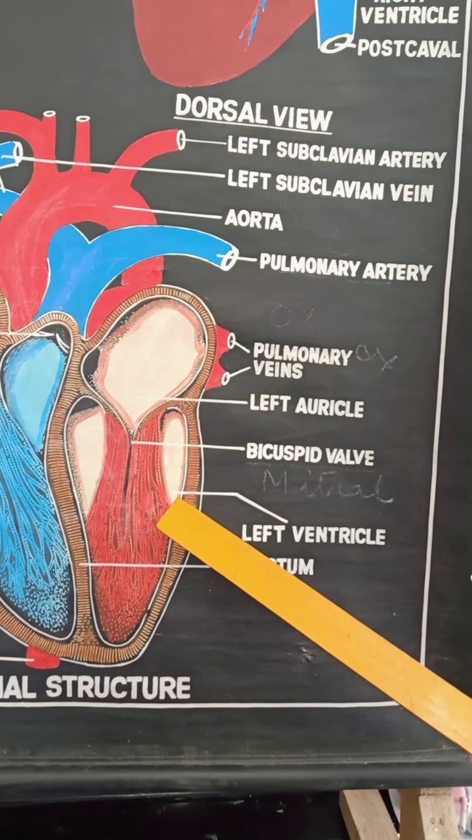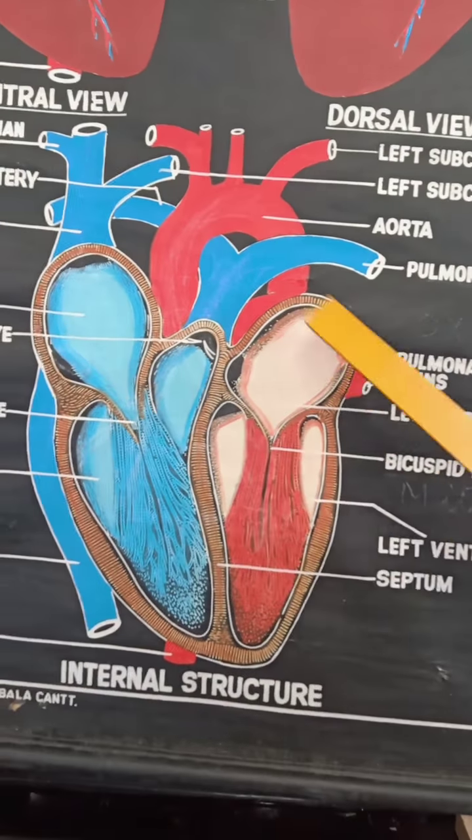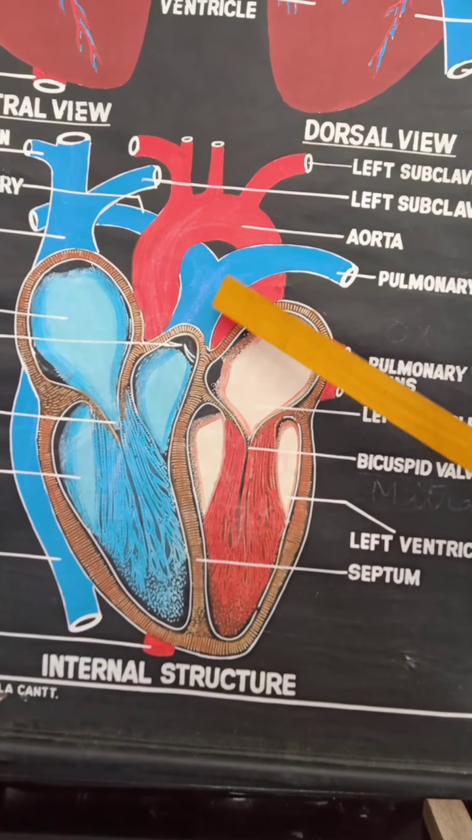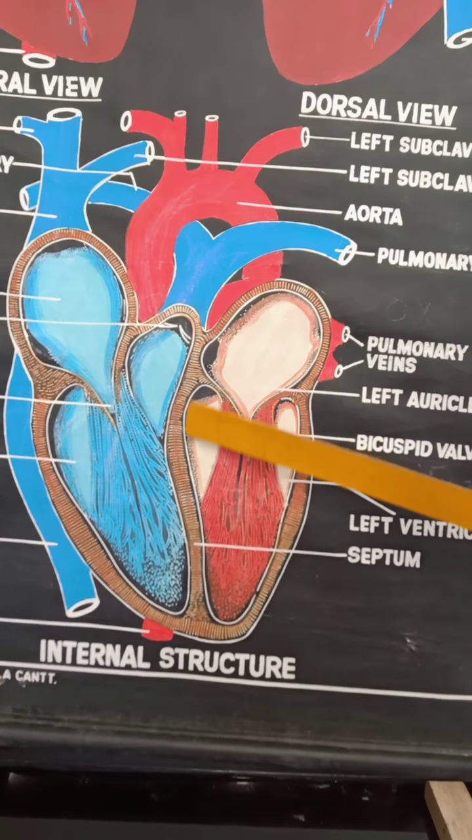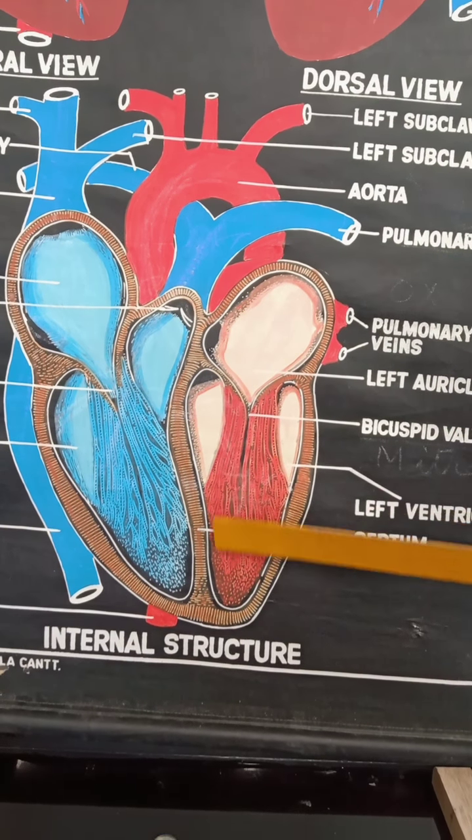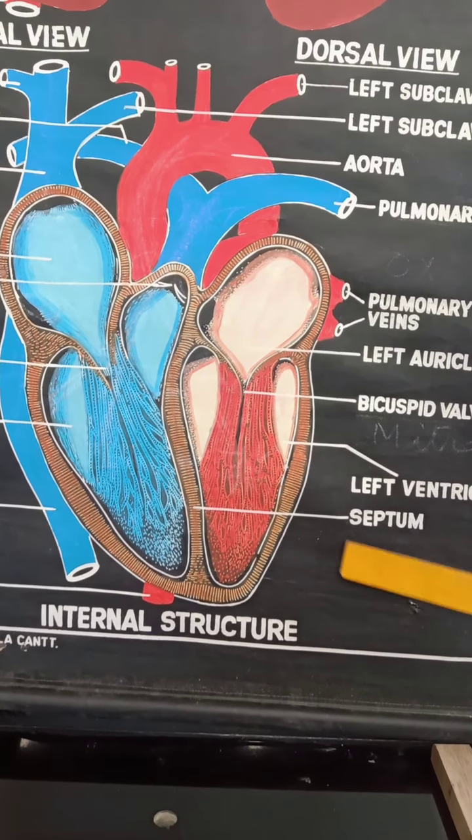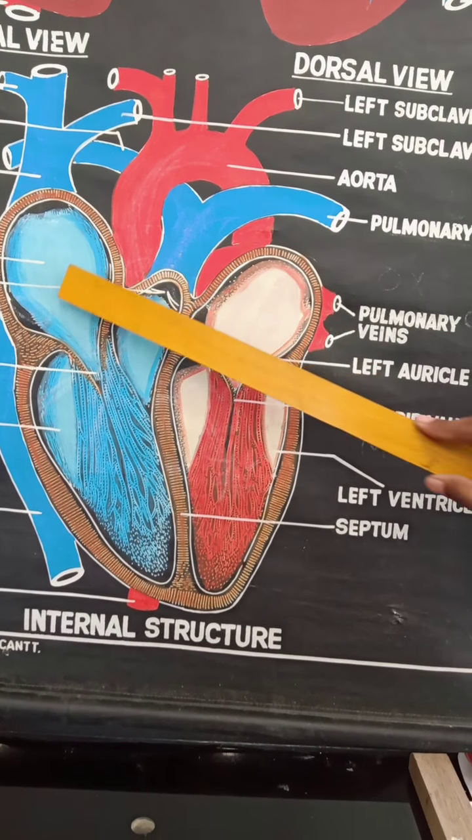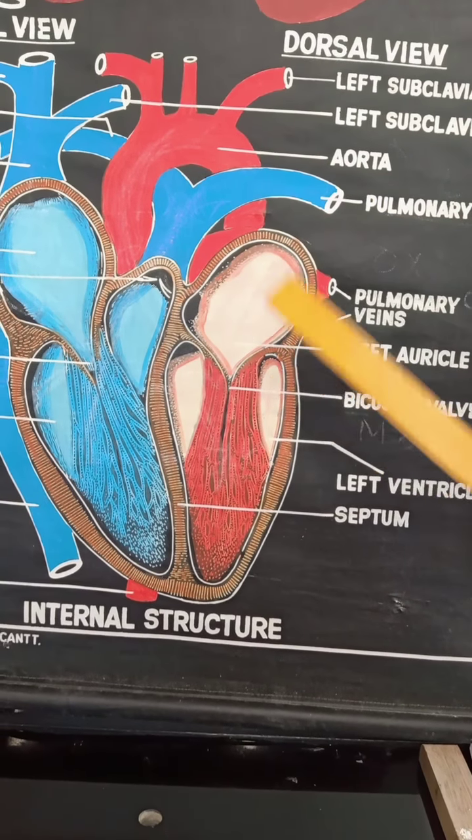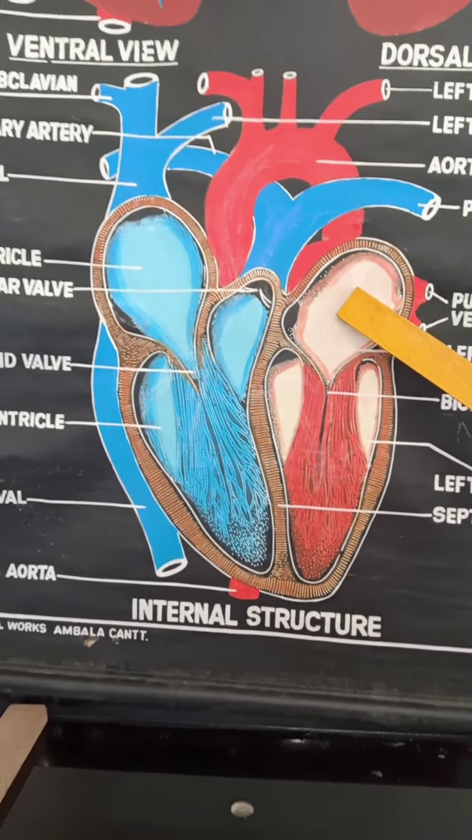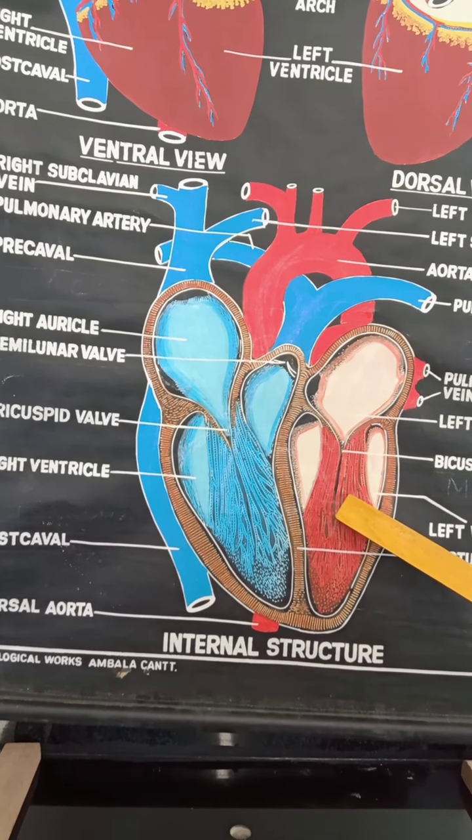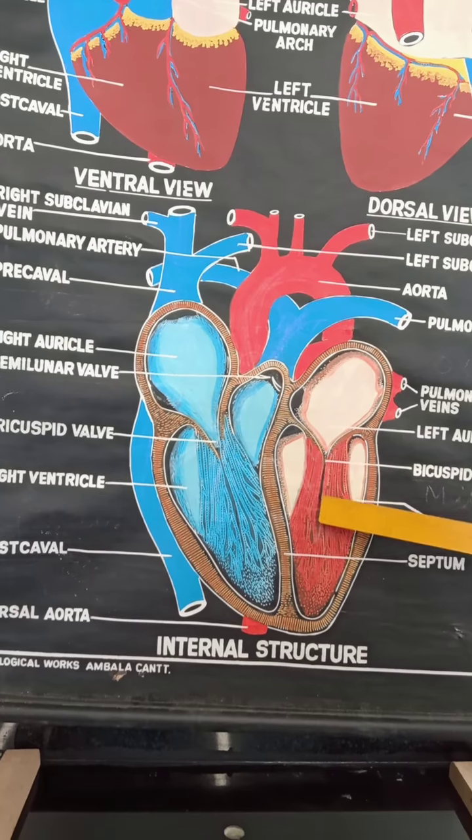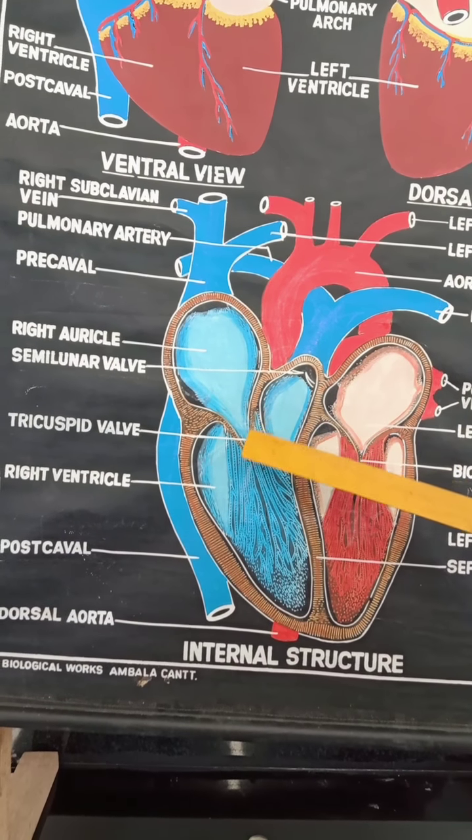So you must be wondering how these 4 chambers are separated. First of all, the right and left side of the heart is separated by a membrane which is known as septum. You can see this membrane here. It is septum. So this membrane is separating the left and right side of the heart, and the upper 2 chambers, which are auricles, are separated from the lower 2 chambers, which are ventricles, by the valves.